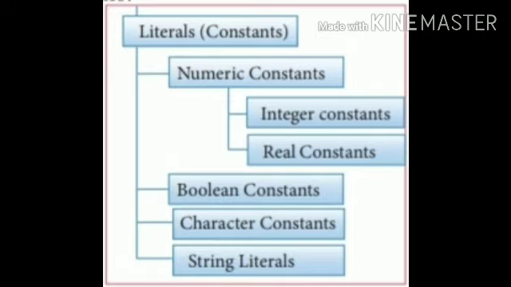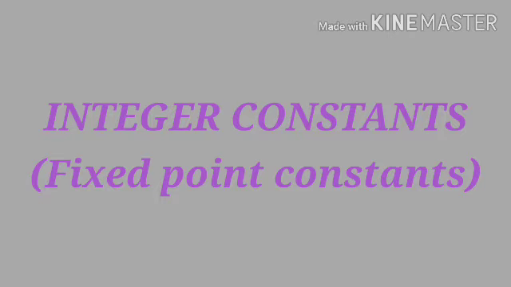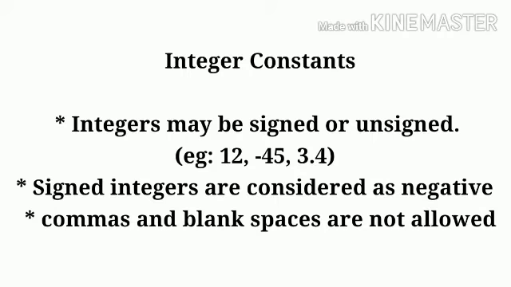Numeric constants are subdivided into two types. One is integer constants, another one is real constants. First, we will discuss the integer constants. Integer constant is otherwise called fixed point constants. Integers are whole numbers, that is, without any fractional values, that is decimal point values. It must have at least one digit without a decimal point. It may be signed or unsigned. Signed means negative numbers, unsigned means positive numbers.